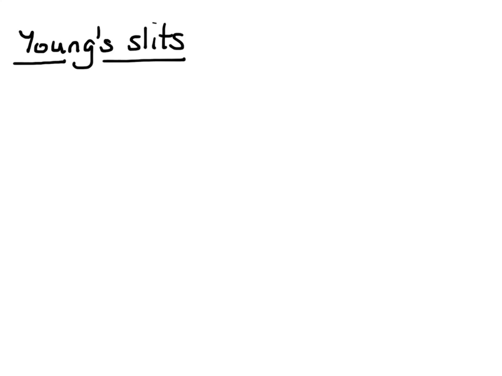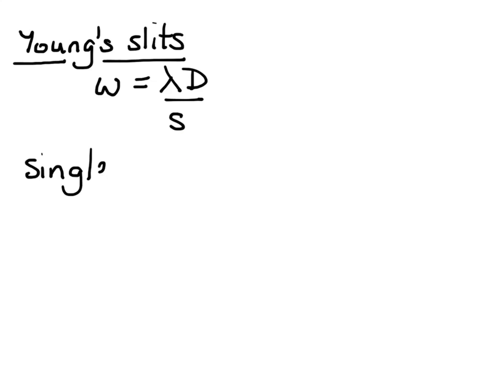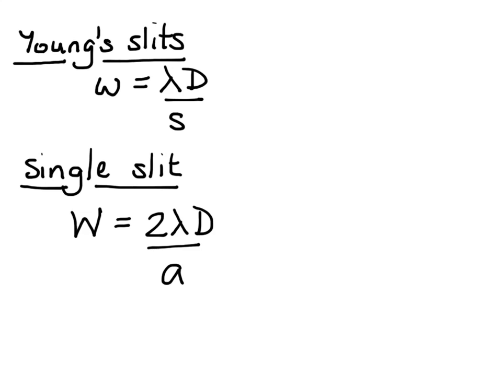So just to recall, Young's slits, the equation for that is that the width of the fringes is given by lambda d over s. So lambda for the wavelength of the light, d is the distance to the screen, s is the spacing between the two slits. The single slit equation, on the other hand, is w is 2 lambda d over a. So got a factor of 2 in there. Remember the central fringe is much wider than the others in the single slit pattern, and instead of s underneath we've got a, the aperture, the width of the slit, not the distance between them.